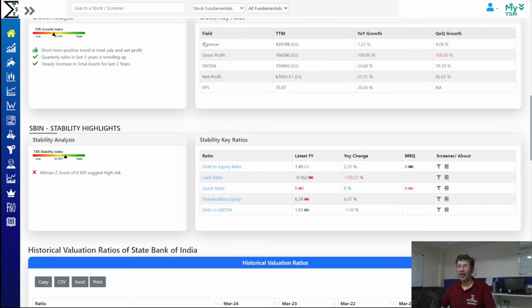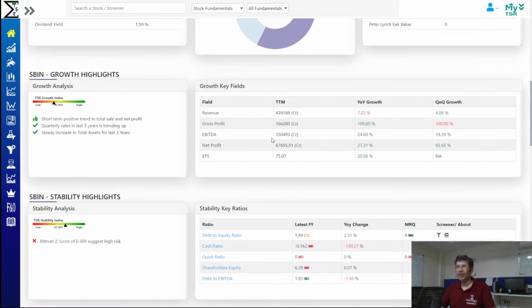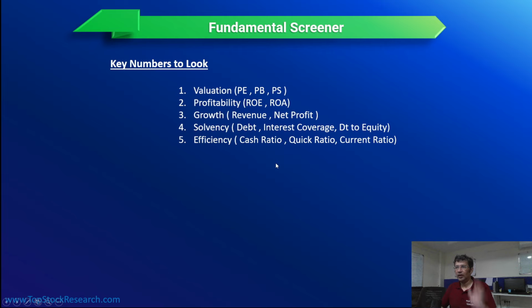Then you have the efficiency ratio. Cash ratio and quick ratio are very important ones, right? All these are very well categorized into different segments: stability, profitability, growth, value, and so on and so forth.